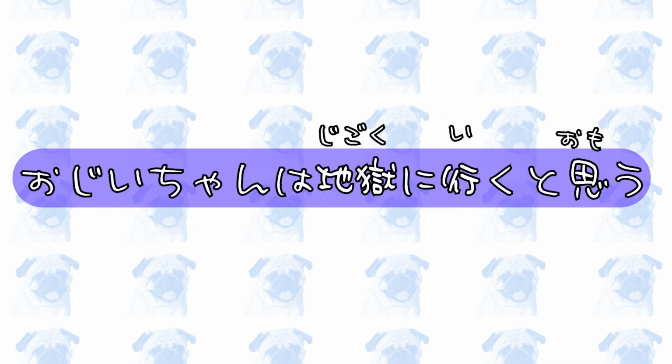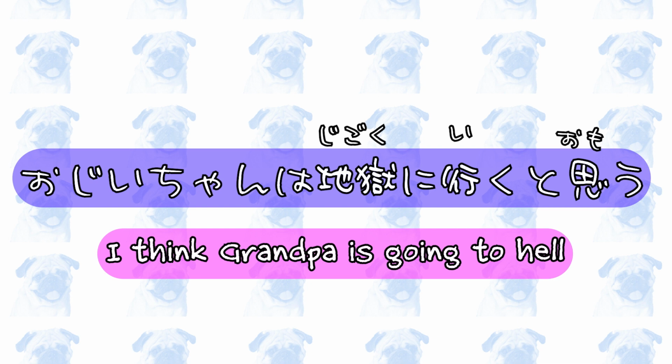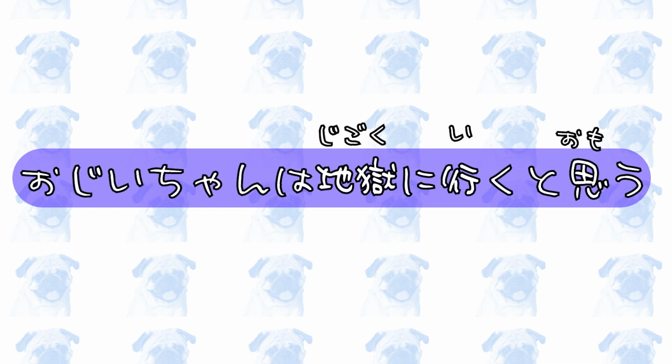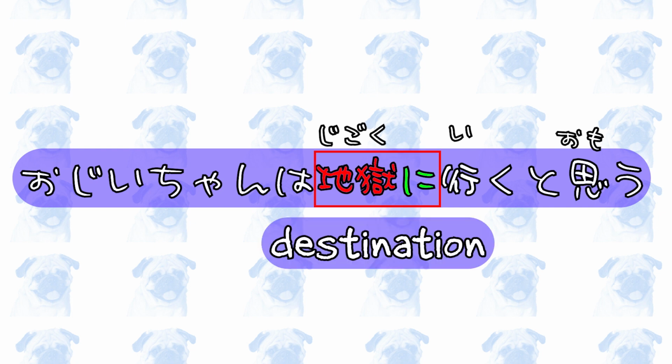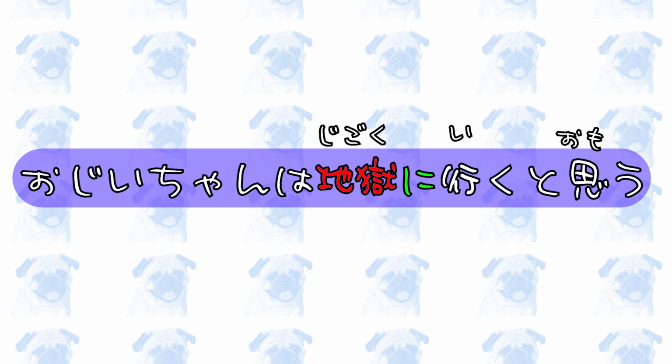おじいちゃんは地獄に行くと思う。I think grandpa is going to hell. In this sentence, the noun 地獄, hell, is followed by the particle に. Therefore, hell is the destination of grandpa's movement.